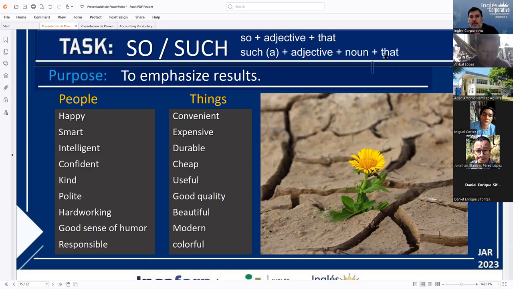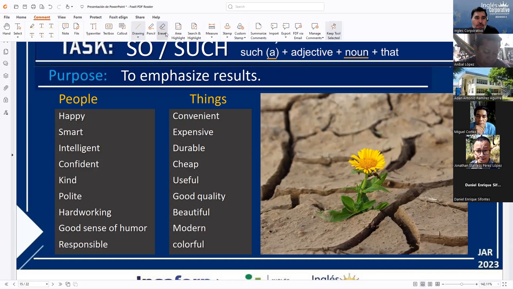So, what's the difference between so and such? The difference between so and such is the noun. In such, we have a noun. In so, only the adjective. Right? Such. And why do we use a? We use a because of the noun.